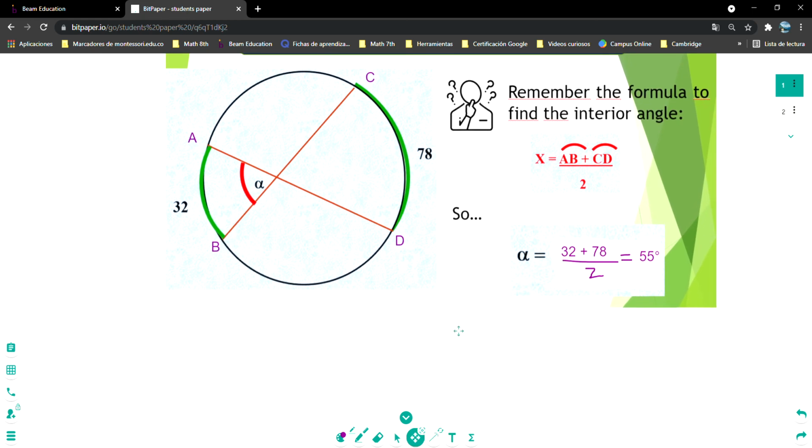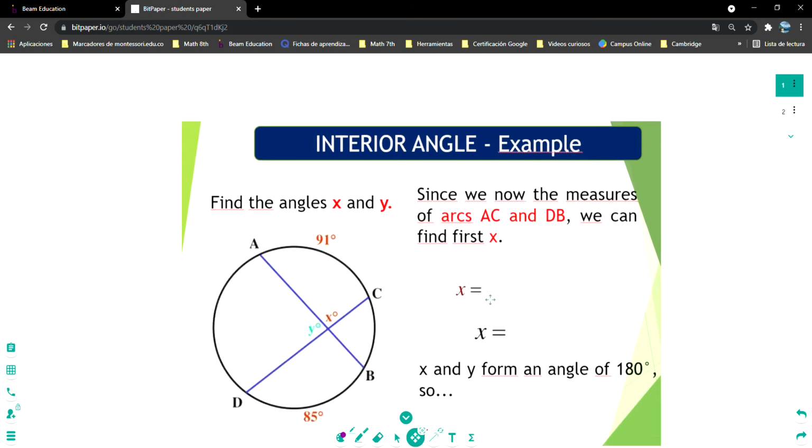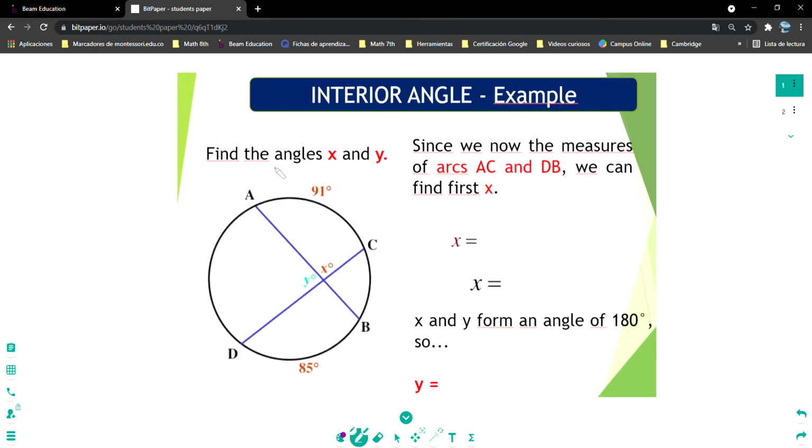So let's go to this next example, another interior angle, but in this question we need to find the angles X and Y. Okay, we have these interior angles, the angle X and Y. We don't know how we can find it. So for the angle X, we have the arcs that form this interior angle. We have the arc AC, which is 91 degrees, that corresponds to this interior angle. And we also have the arc DB, which is 85 degrees.